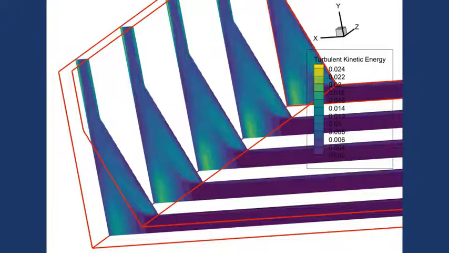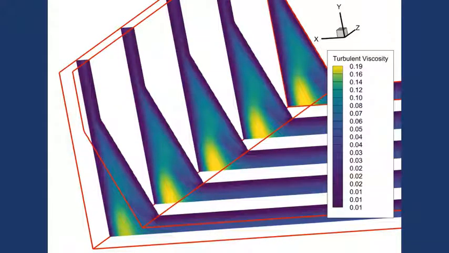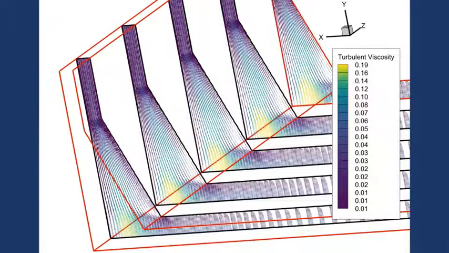It's also mostly equal in the different planes, so the flow is almost two-dimensional. The same for the turbulent viscosity. Here we can see some vectors of the velocity colored by the turbulent viscosity.